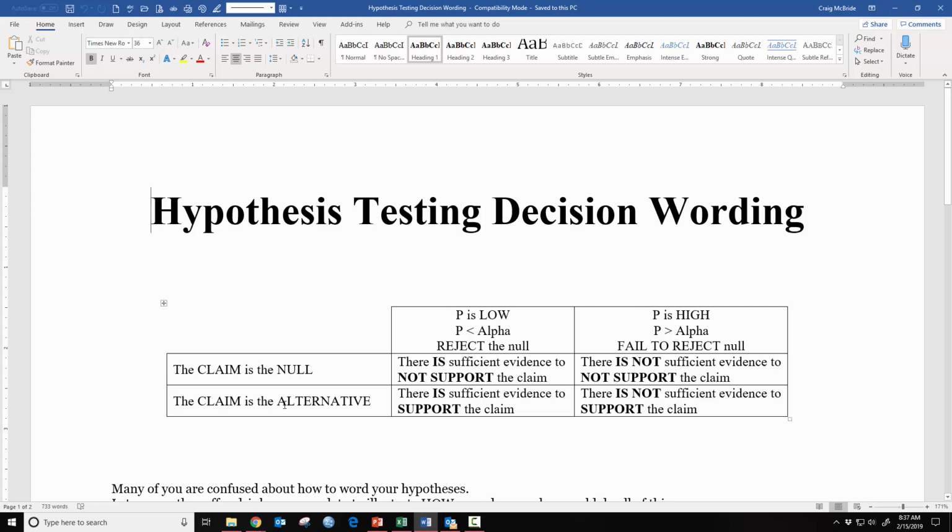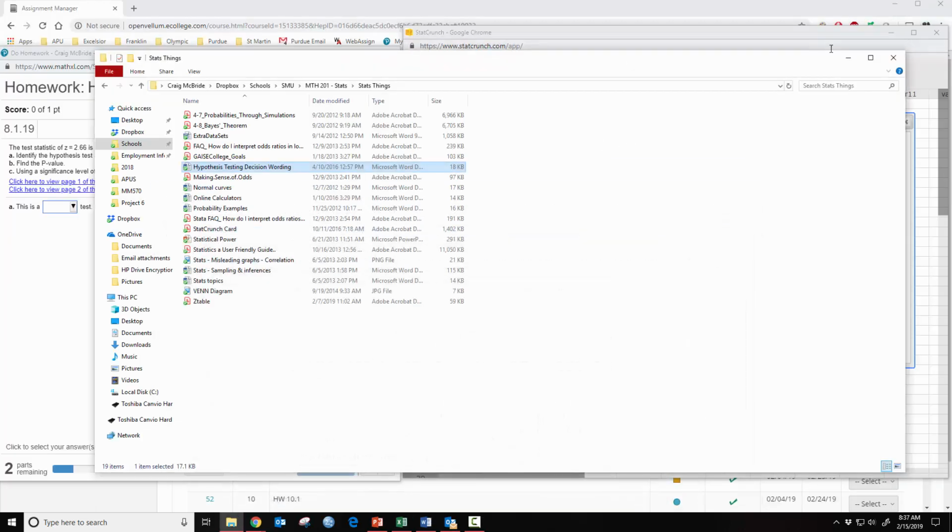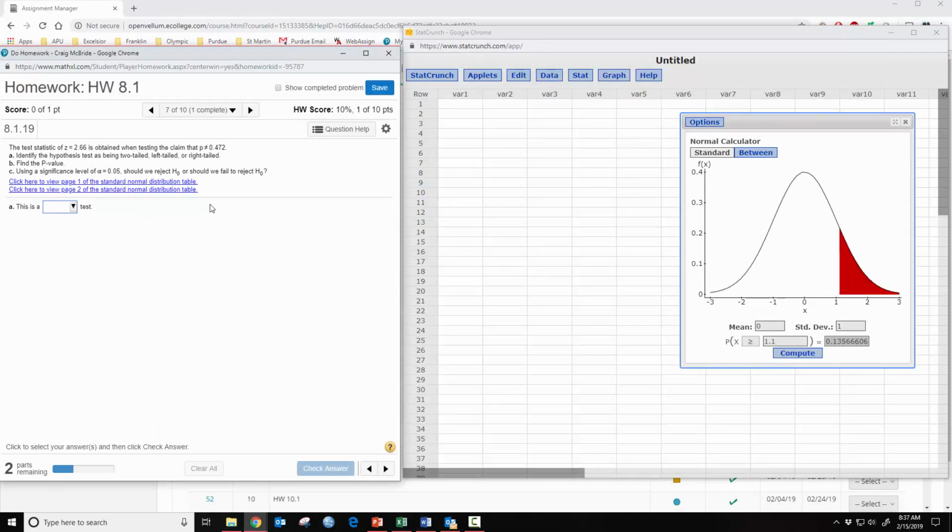And the claim was the alternative. We know the claim was the alternative because the claim was that P was greater than something, right? And remember, the alternative is always equal. So we know we have this thing here, and there is not sufficient evidence to support the claim. That would be the wording we're looking for, and that was the answer that we chose with that last question.